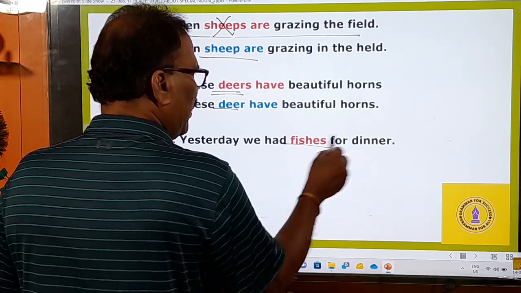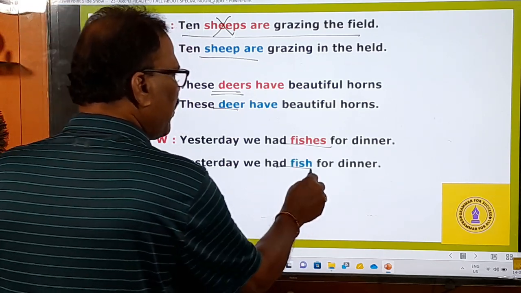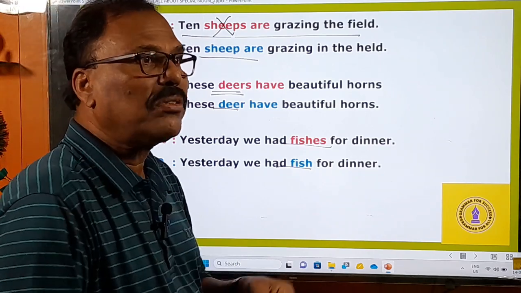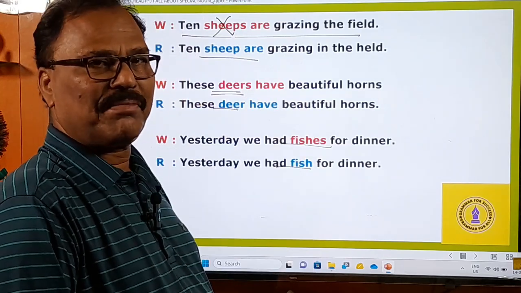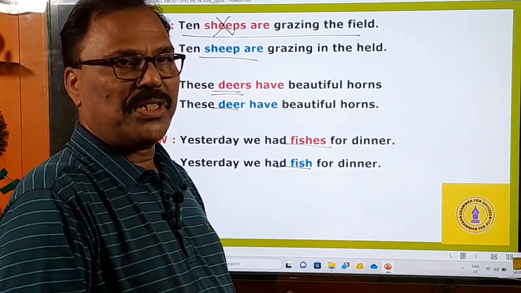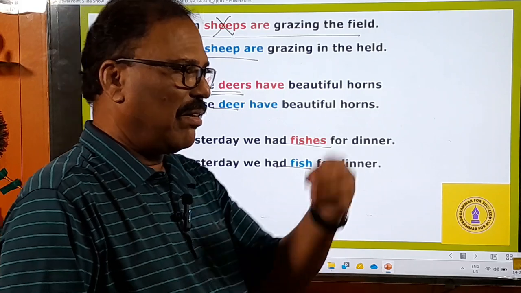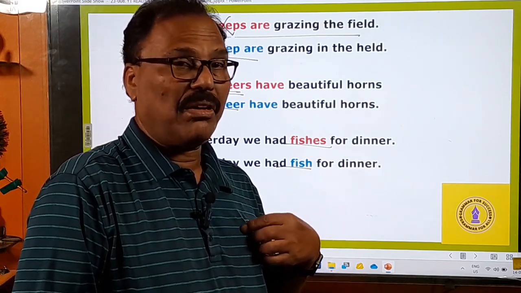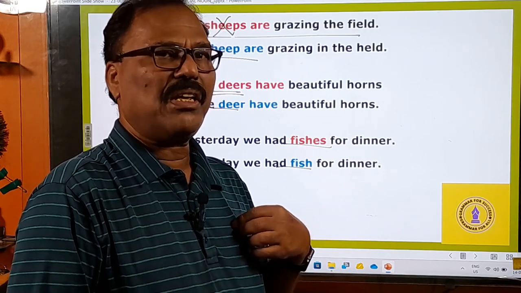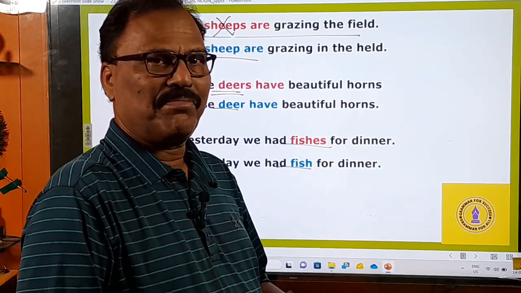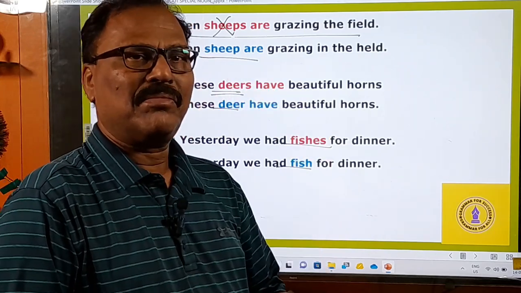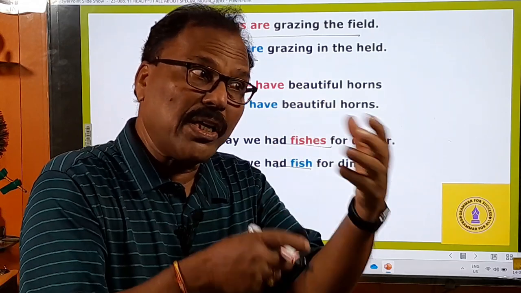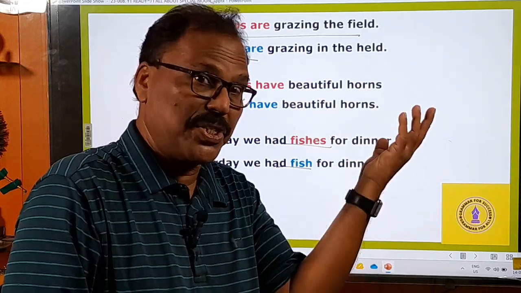Yesterday we had fishes for dinner. Okay, we had fish for dinner. If you are talking about individual things, yesterday I caught two fishes, then you can say that. When you are talking about fishes, you went for fishing yesterday, and today you are talking about that fishing with your friend. Then you say, yesterday I caught two fishes, one small and one big. And my friend caught four fishes. When you are talking about individual fishes, then you can say fishes.